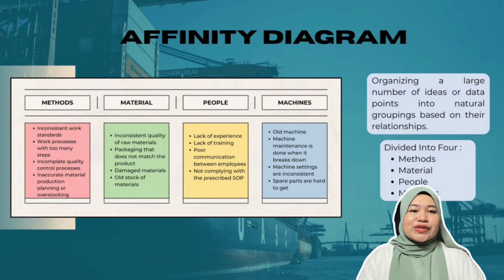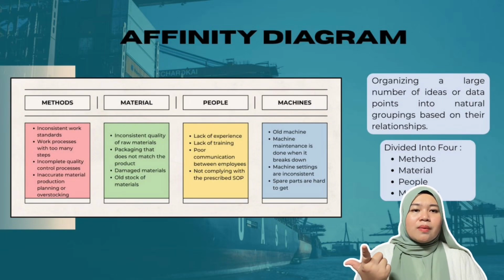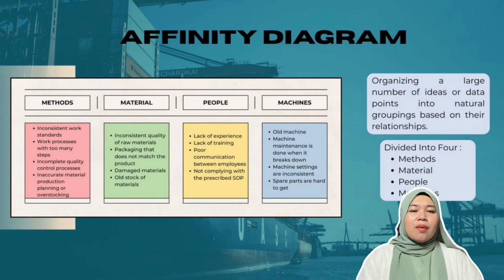Lastly is machines, where they use old machines. Machine maintenance is done only when there is a breakdown. Machine settings are inconsistent and spare parts are hard to get. Therefore, improvements in terms of periodic maintenance, standardization of machine settings, planning for machines, and spare parts replacement are necessary to ensure more efficient and stable operations.